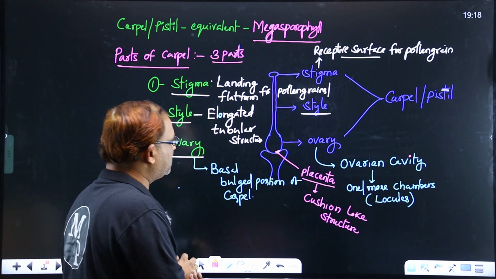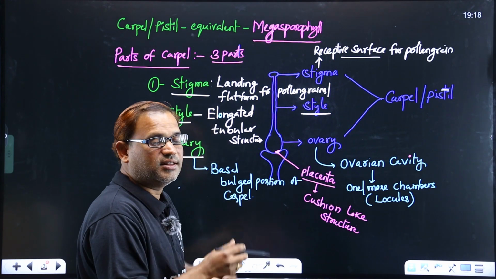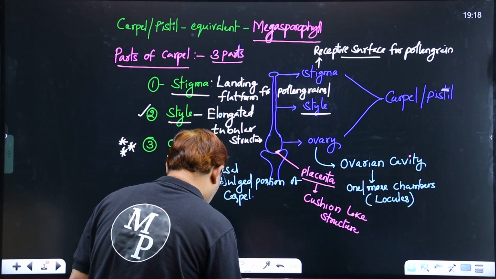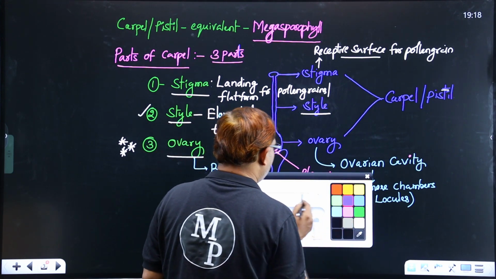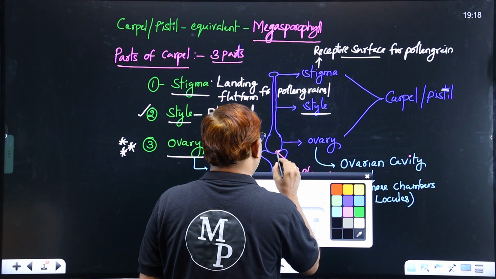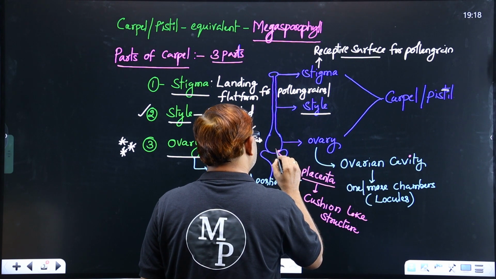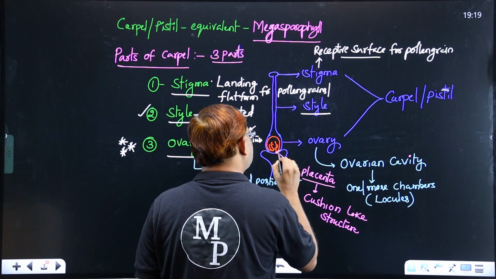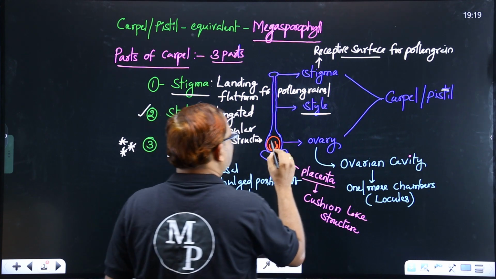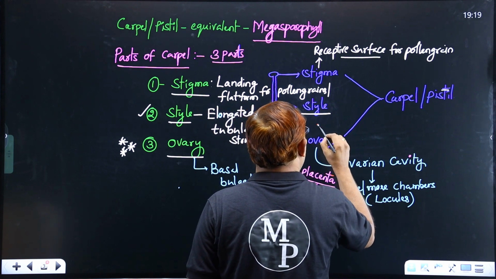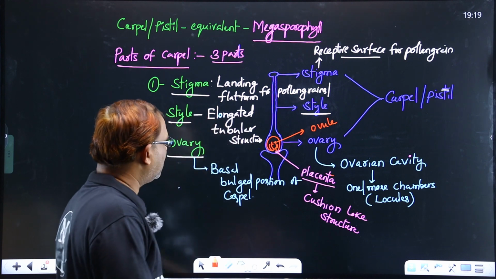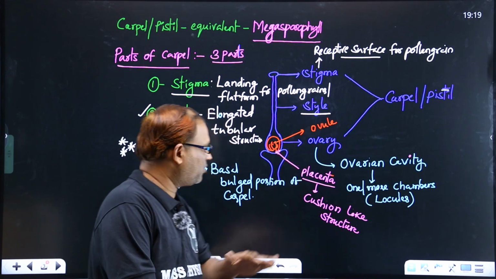So now coming to the next one, attached to the placenta there is a small structure present inside, and its name is ovule. Very important. The small structure present there is called the ovule, like this. Okay, this portion is called the ovule.